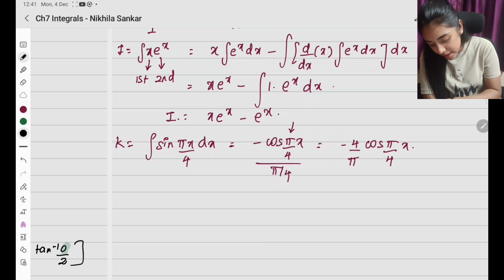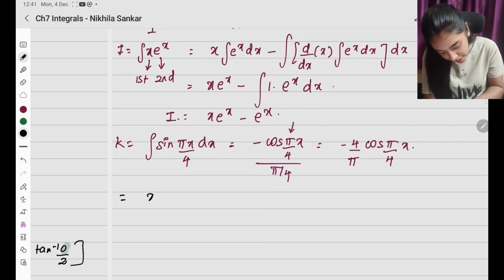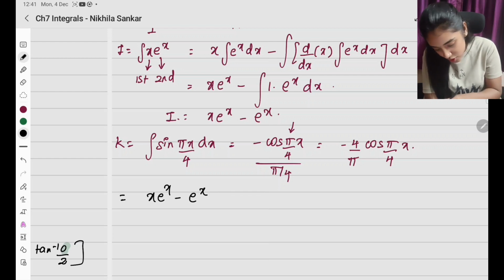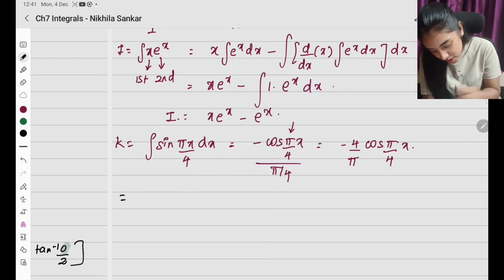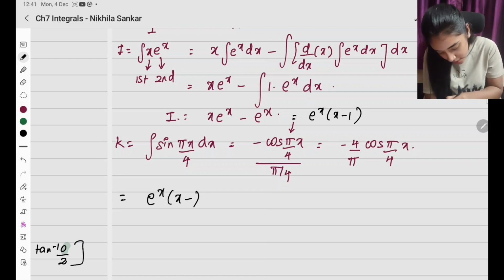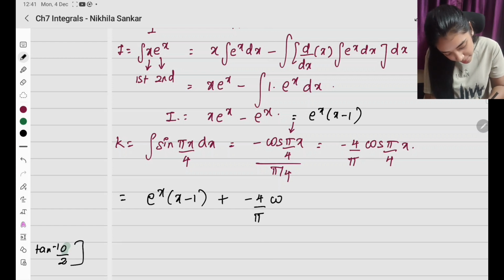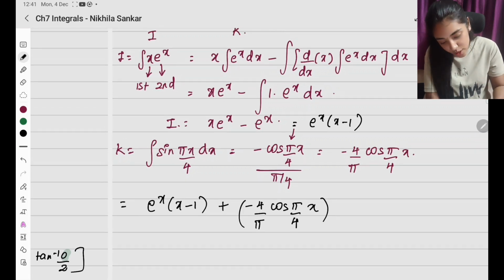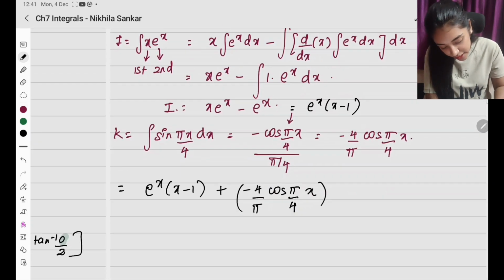So I need to add I and K. When I add that, my integral becomes x e to the x minus e to the x, or I can club the e to the x together. I can write it as e to the x times x minus 1. So this becomes e to the x times x minus 1 plus minus 4 by pi times cos of pi by 4 times x. Put a bracket because you have minus. Our integral limits are 0 and 1.